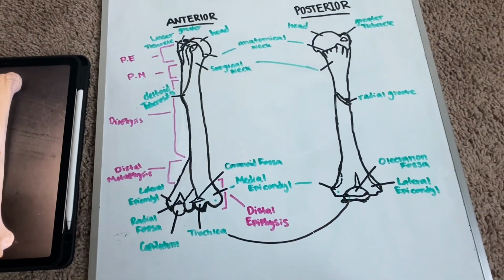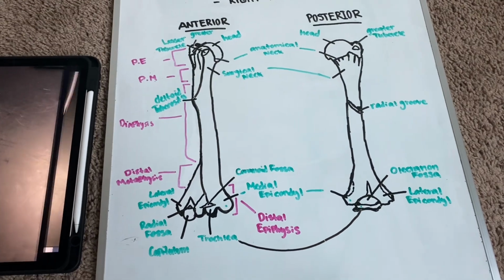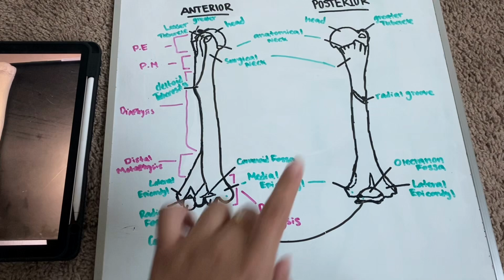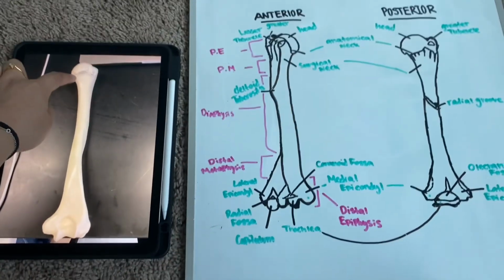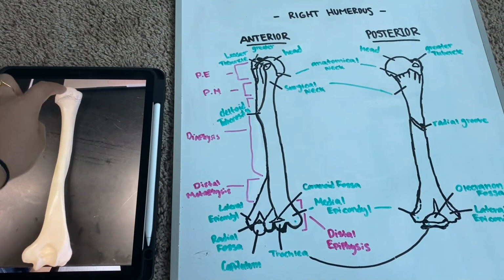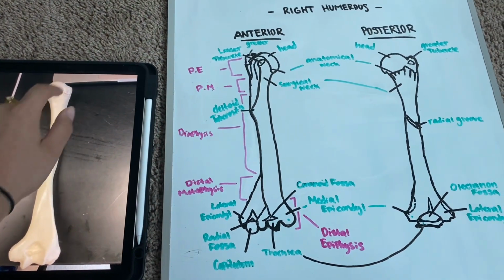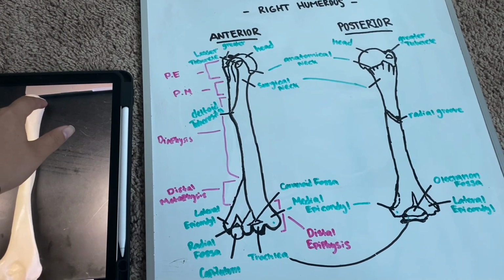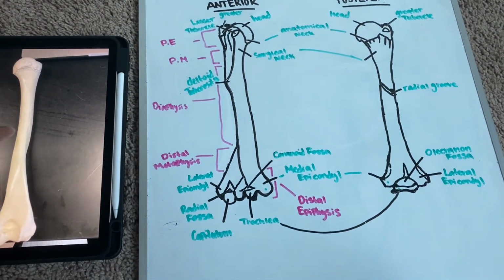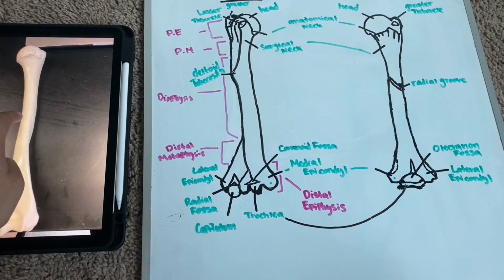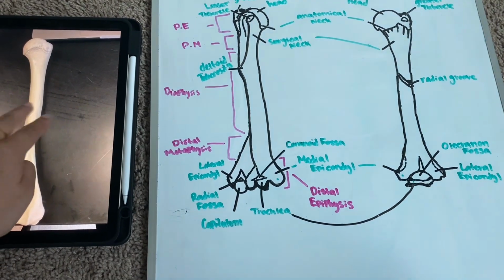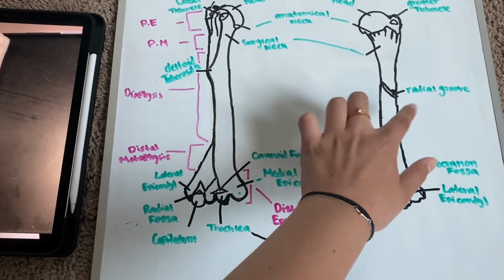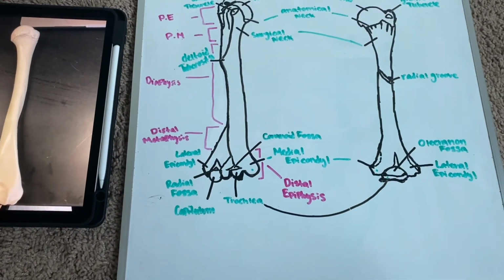So now moving on to our posterior view of the bone. We have the head. We also have an anatomical neck, it's that line again. We have a surgical neck. We have the greater tubercle. We have a radial groove, which we can't really see too well on this plastic bone model, but in the human bone, there is a marking on the bone that shows the radial groove.